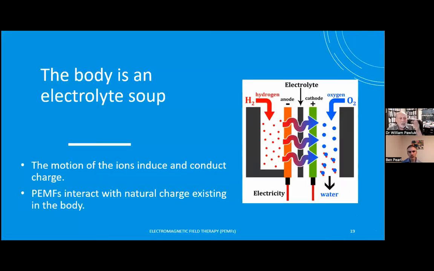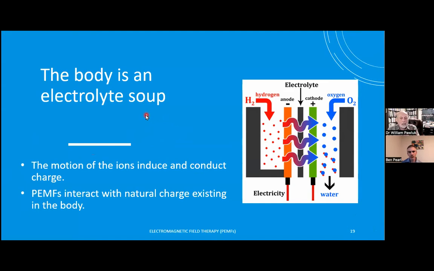Now, another aspect of all of this related to charge production in the body is that the body is an electrolyte soup. We say the body is saline, we talk about saline, but it's not saline. It's really an electrolyte soup. And it's got proteins, and fatty acids, and carbohydrate molecules. It's got all sorts of things that all have charge associated with them, right?